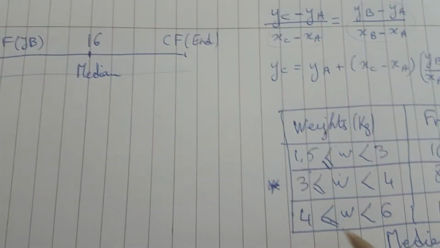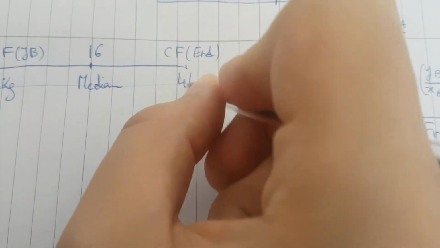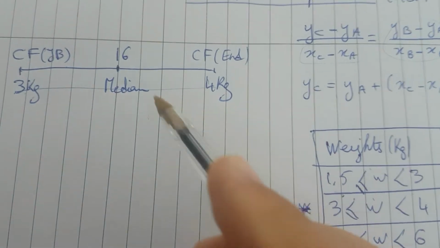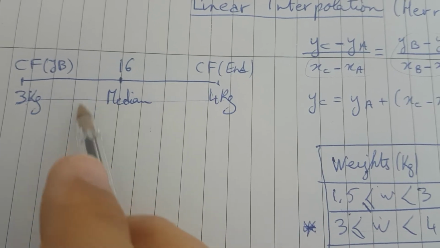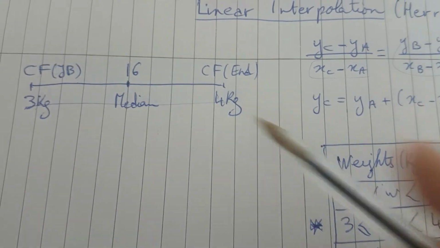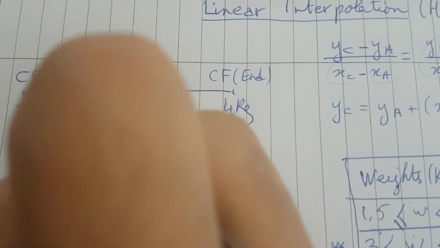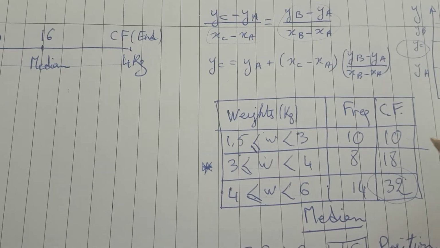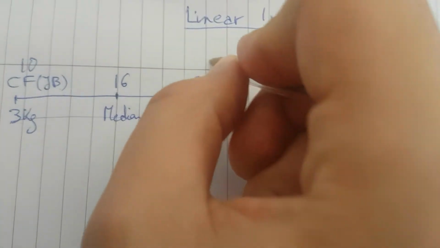We're looking at the values here. We have 3 and 4, so 3 kilograms here and 4 kilograms here, and it will make sense. The median is going to be somewhere between 3 kilograms and 4 kilograms. It's not always the middle, which is 3.5, because we have different frequencies; it's not spread in the same proportion. The cumulative frequency just before the class interval is 10, and at the end is 18. I'm going to put the values here, 10 and 18.